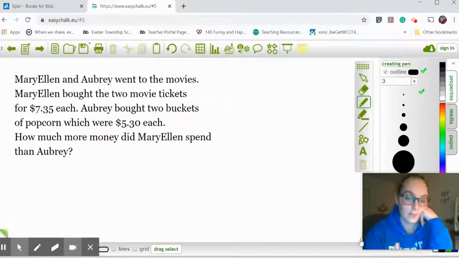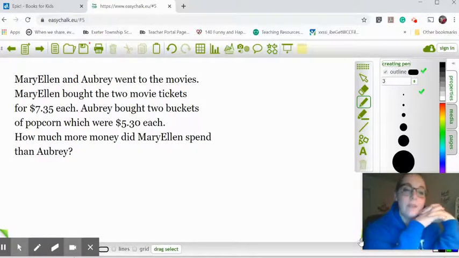All right. I believe this is the last or second to last one that I've got. Mary Ellen and Aubrey went to the movies. Mary Ellen bought 2 movie tickets for $7.35 each. Aubrey bought 2 buckets of popcorn, which were $5.30 each. How much more money did Mary Ellen spend than Aubrey?